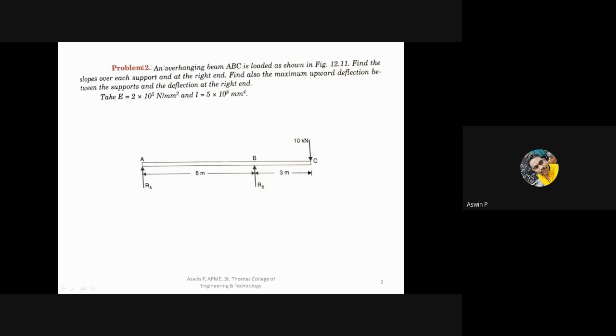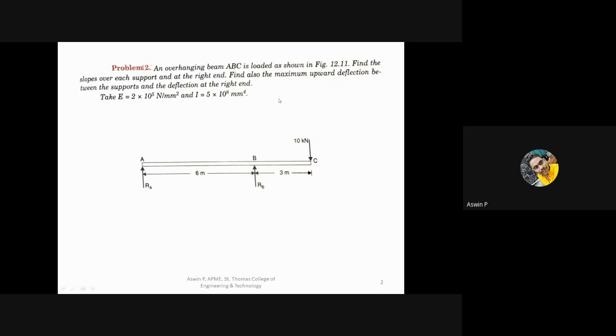For that, there is a problem given. I will read the problem. Actually, don't take this number, I have not given any number here. So you can write: an overhanging beam ABC is loaded as shown in the figure. Find the slope over each support and at the right end. Find also the maximum upward deflection between supports and the deflection at the right end.